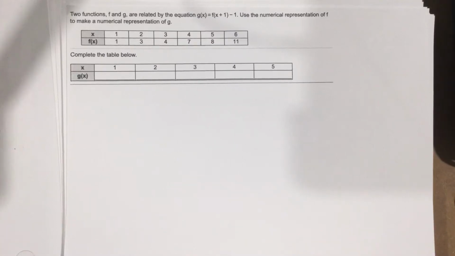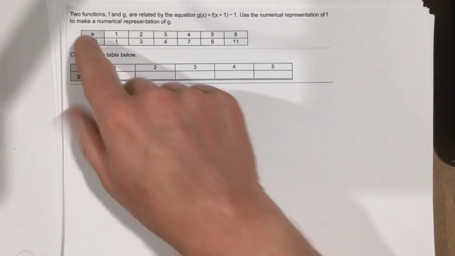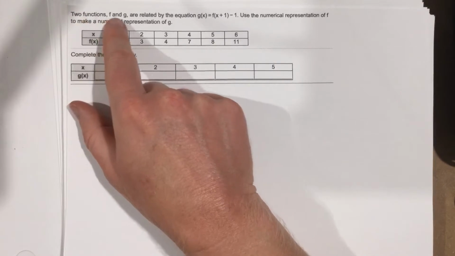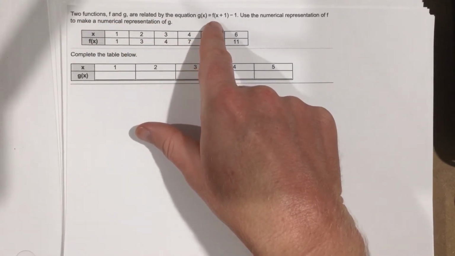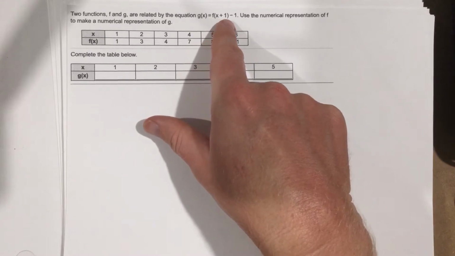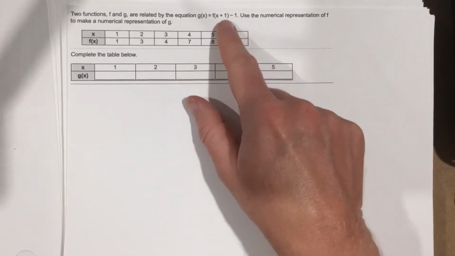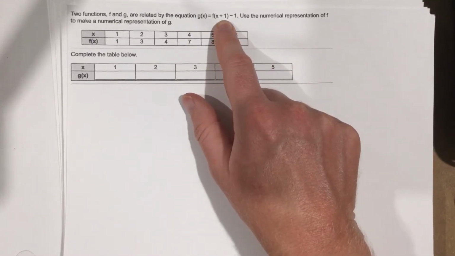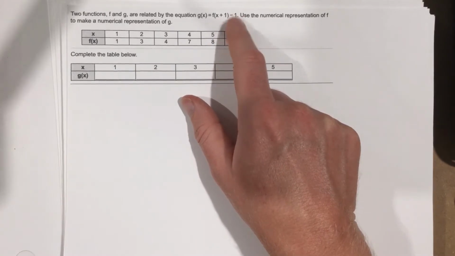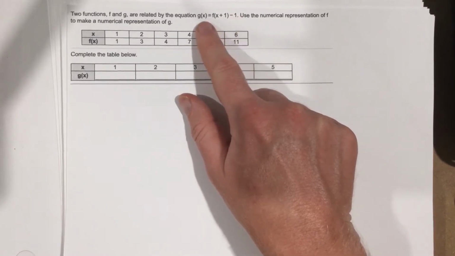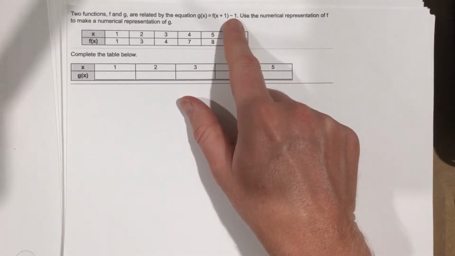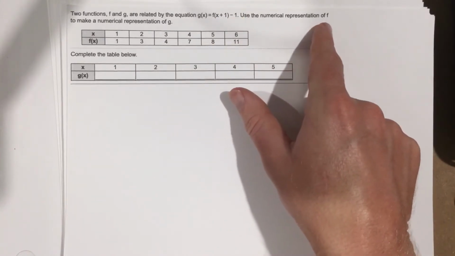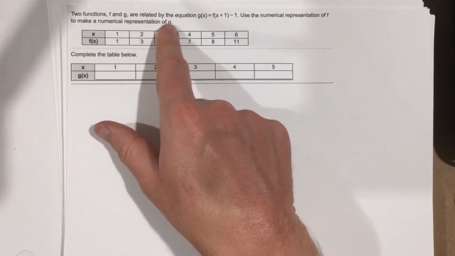This is problem number 5 from section 3.5. In this problem it says two functions f and g are related by the equation g of x equals f of x plus 1, minus 1. So this is actually shifted to the left for f and down for f. Just so you know, that's what g is. So g is the f function shifted left and down 1. Use the numerical representation of f to make a numerical representation of g.